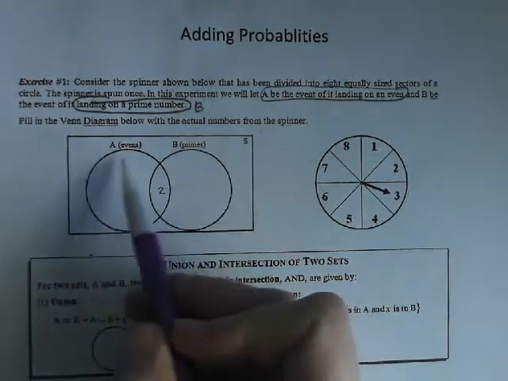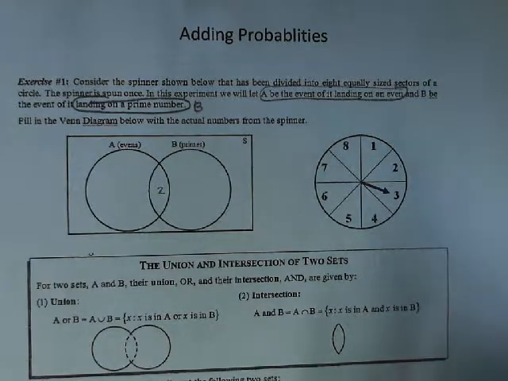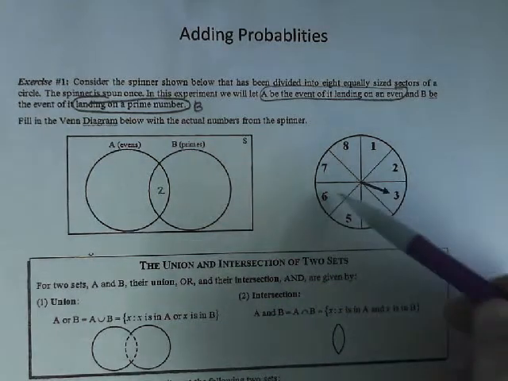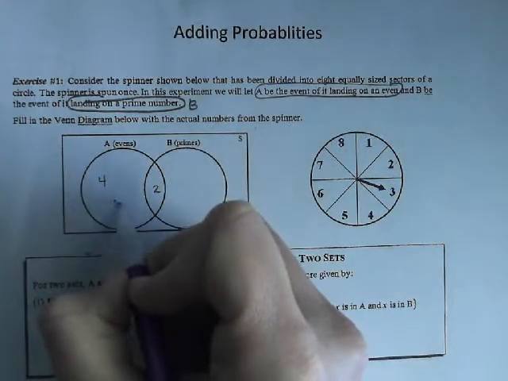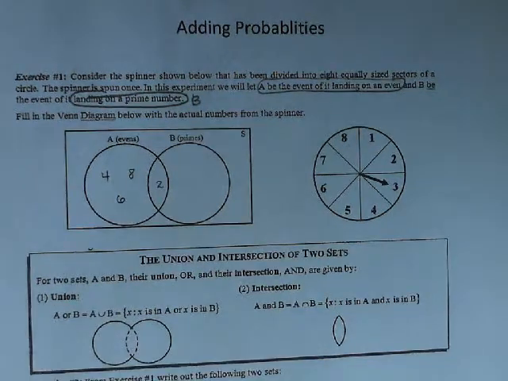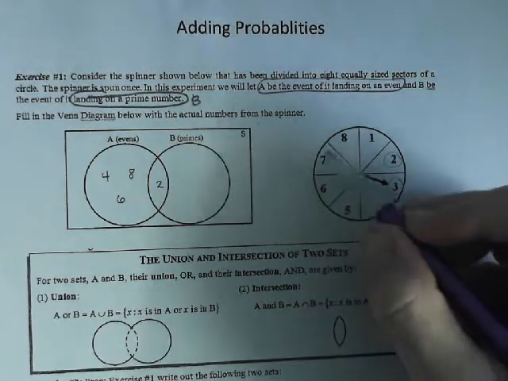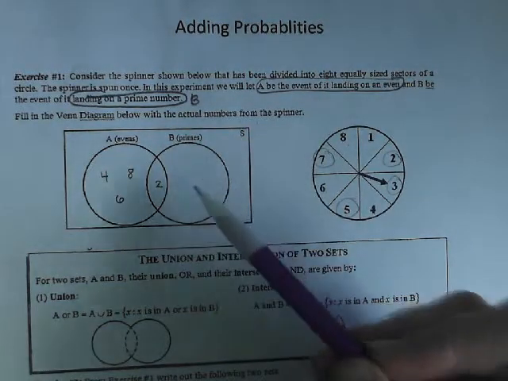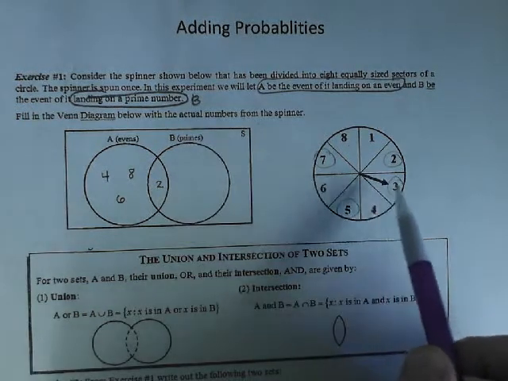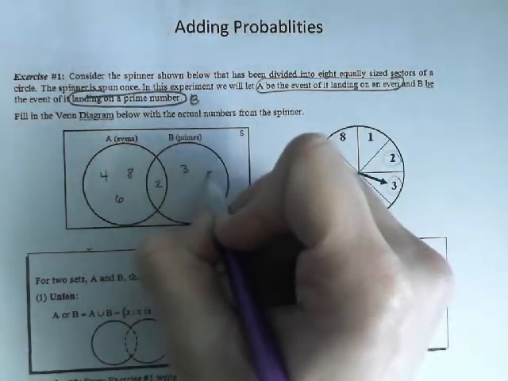What numbers are even? 2, 4, 6, 8, but 2 is already in the even circle, so I'm not going to relist that. I'm just going to do 4, 6, and 8. So I'm just having those actual numbers float around. And what numbers are prime, Riley? 2, 3, 5, and 7. Very good. 2 is already in the prime circle, so I'm not going to recount that. But 3, 5, and 7 I'm going to have floating around.